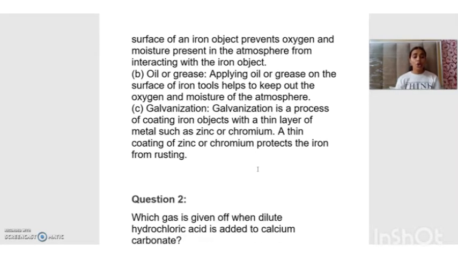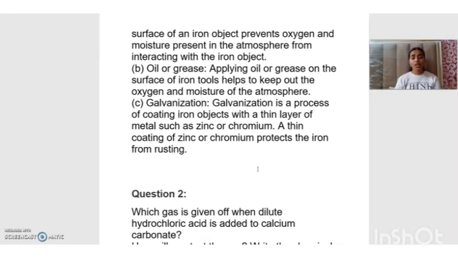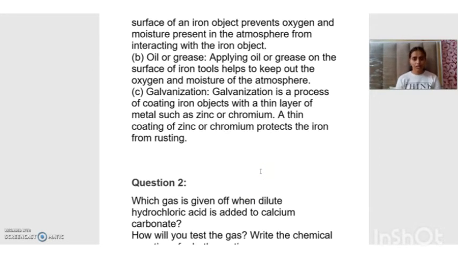Second is oil or grease. If we put oil or grease on the iron, we can also prevent it from rusting, right? Applying oil or grease on the surface of iron tools helps to keep out the oxygen and moisture of the atmosphere. Third is galvanization. It is the process of coating an iron object with a thin layer of metal such as zinc or chromium. A thin coating of zinc or chromium protects the iron from rusting, right?